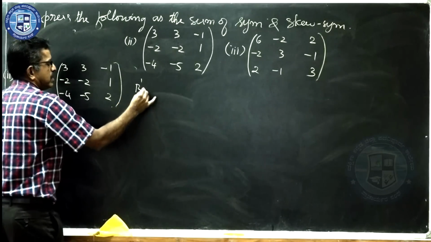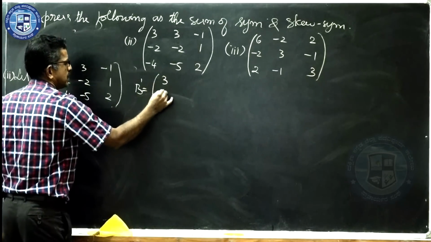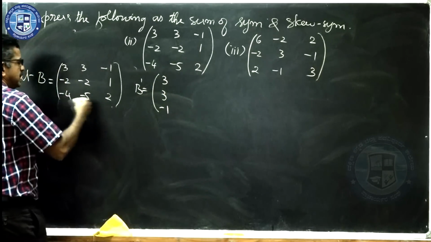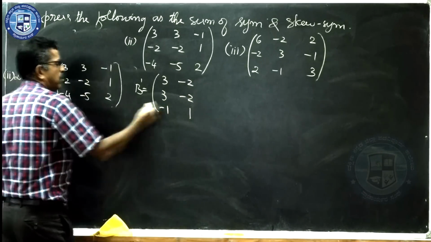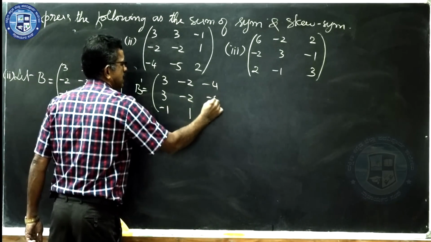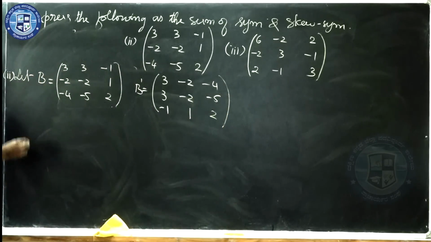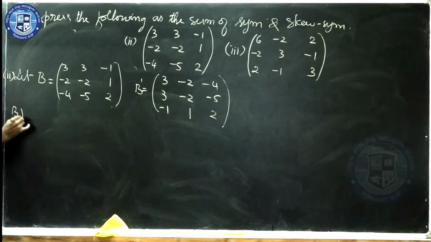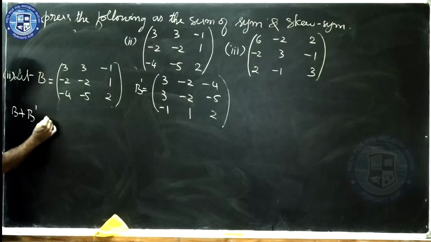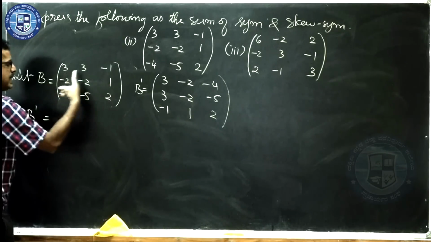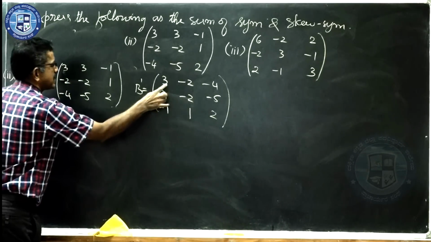B dash. Transpose of this matrix, interchanging rows into columns: 3, 3, minus 1, minus 2, minus 2, 1, minus 4, minus 5, 2. So, I will find what is B plus B dash. B plus B dash would be adding these. I will write directly, what is 3 plus 3?